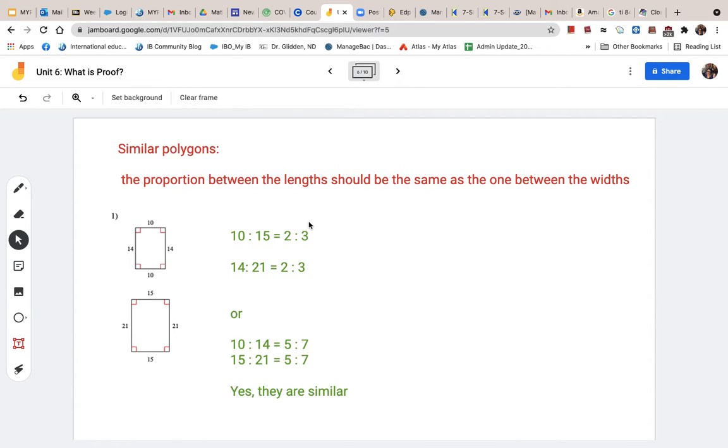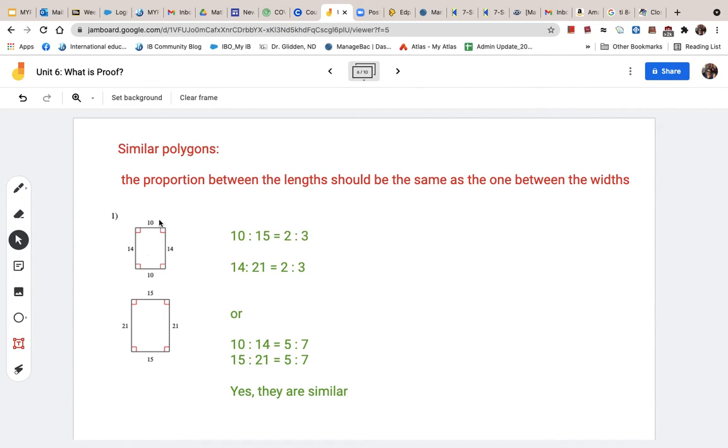So the ratio between the width would be 10 to 15, which can be simplified as 2 to 3. The ratio between the length would be 14 to 21, which can be simplified as 2 to 3. So as you can see, the two ratios are the same. We can also tell that all the angles are right angles, so they are rectangles and they are similar rectangles. So it's proved here.